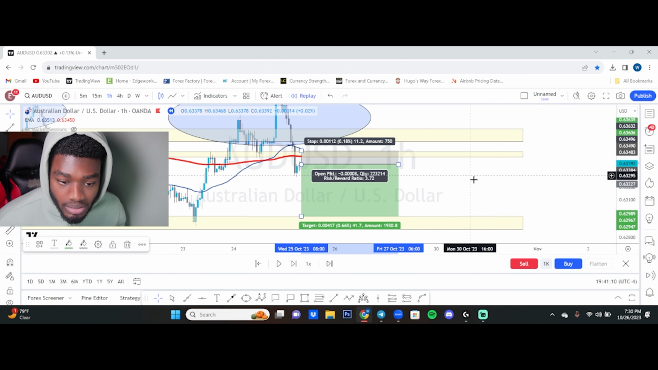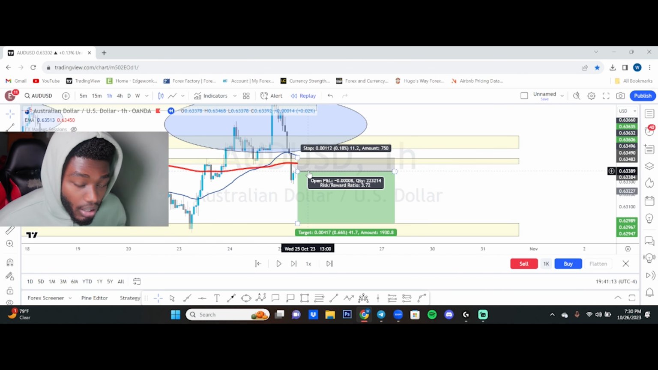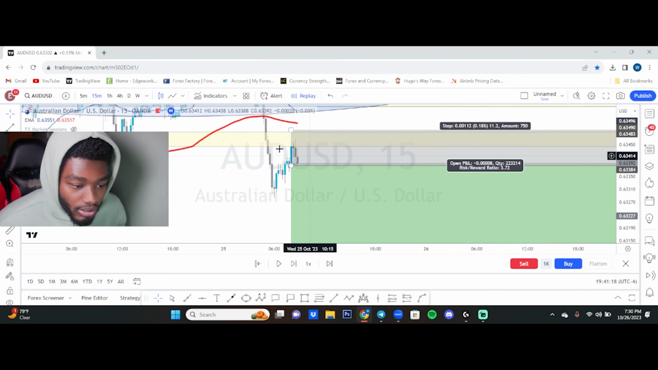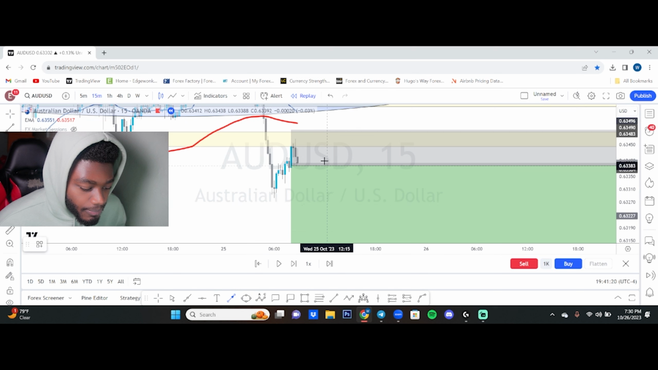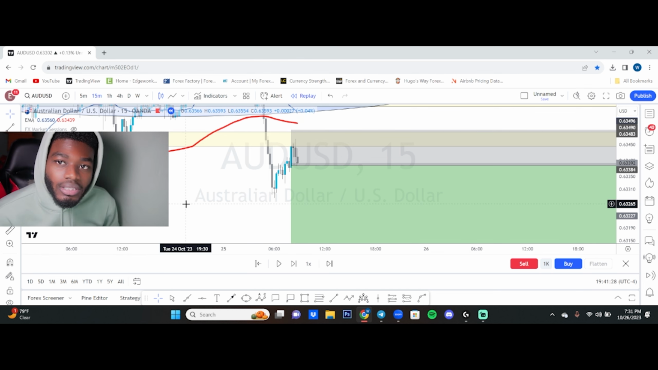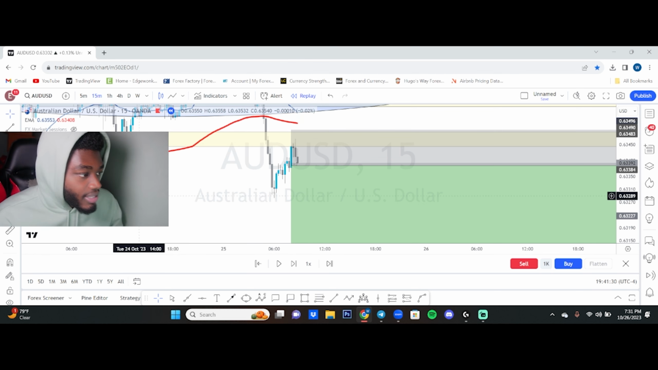I waited for a confirmation. My confirmation was the fact that price gave me a wick, followed by a bearish engulfing. So price gave me indecision right here, followed by a bearish engulfing. This was where I entered, and it was around New York session, so there was a lot of volume in the market at the time.